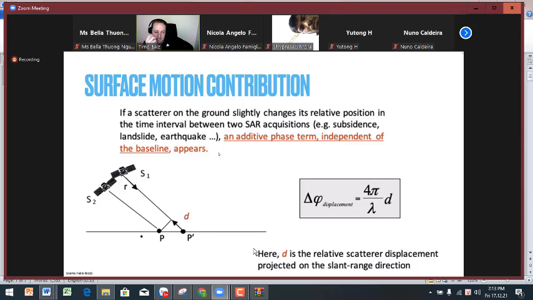Now both effects, don't forget that both effects, surface motion and the atmosphere, come at the same time, right? They come together into one. They have to separate.